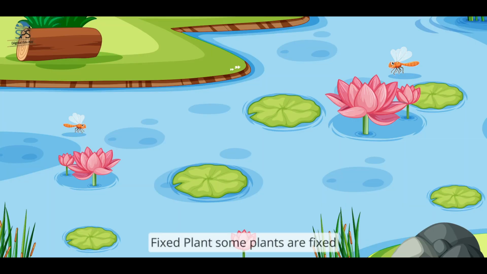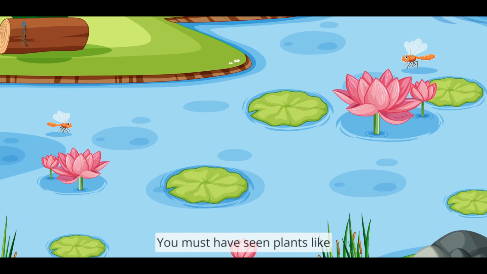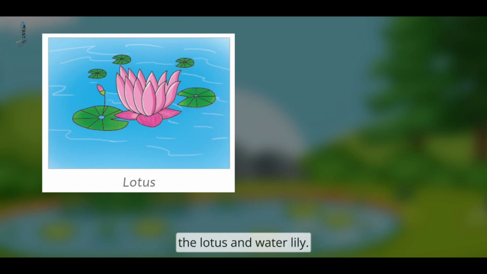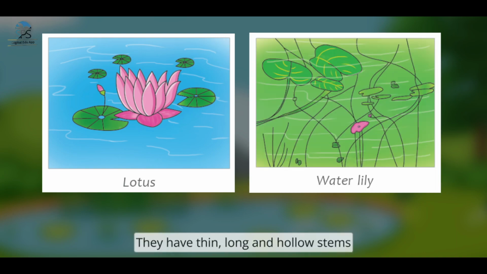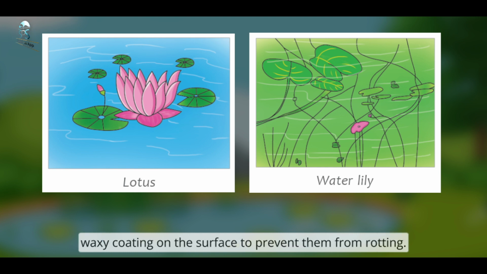Fixed plants. Some plants are fixed to the bed of the pond. You must have seen plants like the lotus and water lily. They have thin, long, and hollow stems to reach the surface of the water. Leaves of these plants are broad and flat with a waxy coating on the surface to prevent them from rotting.